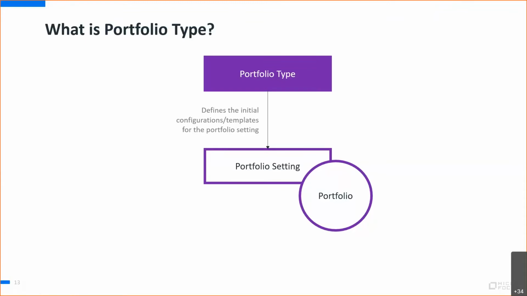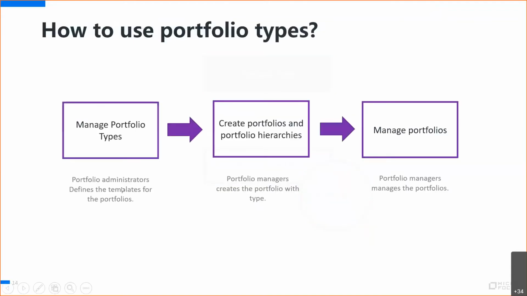A portfolio type can be enabled or disabled, and you cannot create a portfolio for a disabled portfolio type. So it's a very similar concept. Here is a quick process. Portfolio administrators manage the portfolio types, and they define the original portfolio types. And then the portfolio managers create portfolios and portfolio hierarchies using sub portfolios, and they can control some of the features in the portfolios, and they also manage the portfolios.